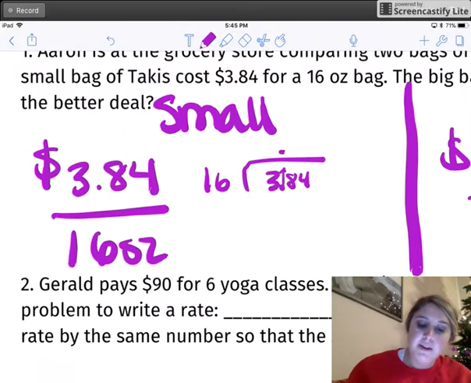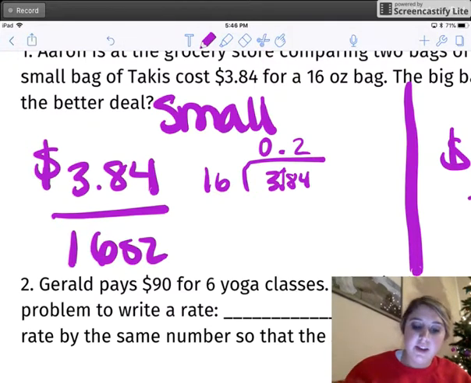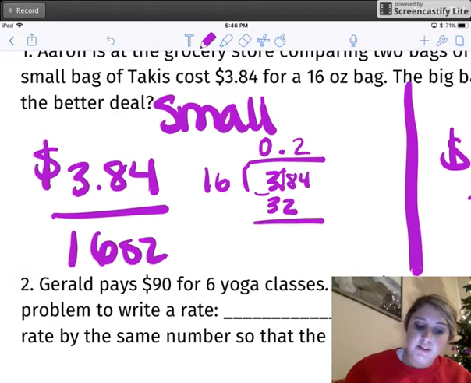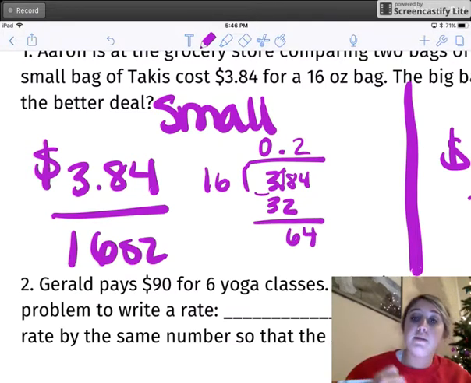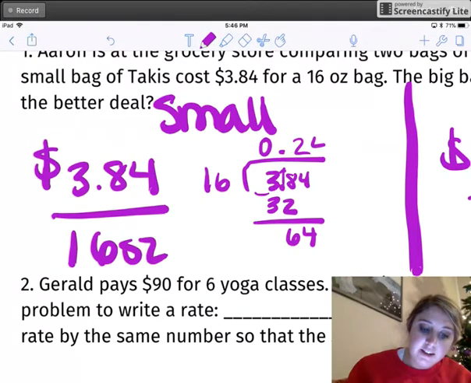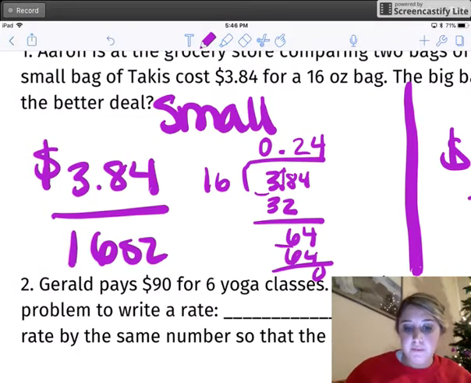And then I'm going to say, how many times can 16 go into 3? Well, it can't, so I'll put a 0. How many times can 16 go into 38? Well, I think I can start with 2. So that means that 2 times 16 is 32. Subtract those, I have 6 remainder, 64. Now I ask myself, how many times can 16 go into 64? And I believe that it is exactly 4 times. That would be 64 with a remainder of 0. So this would be 0.24.